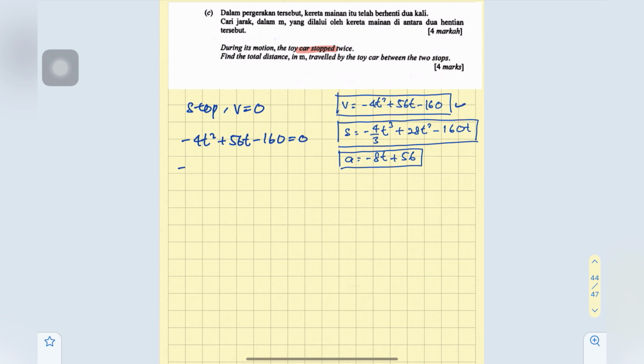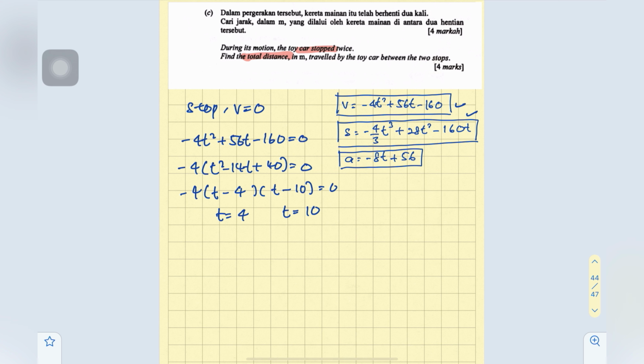So negative 4t squared plus 56t minus 160 equals to 0. Okay, so kita keluarkanlah t squared minus 14t plus 40 equals to 0. So kita boleh cari, kita dapat berapa ni? 10 darab 4. So t minus 4, t minus 10. So then dapatlah t equals to 4 and t equals to 10. Ni dua masa dia stop lah. Okay, so kita kena cari total distance.